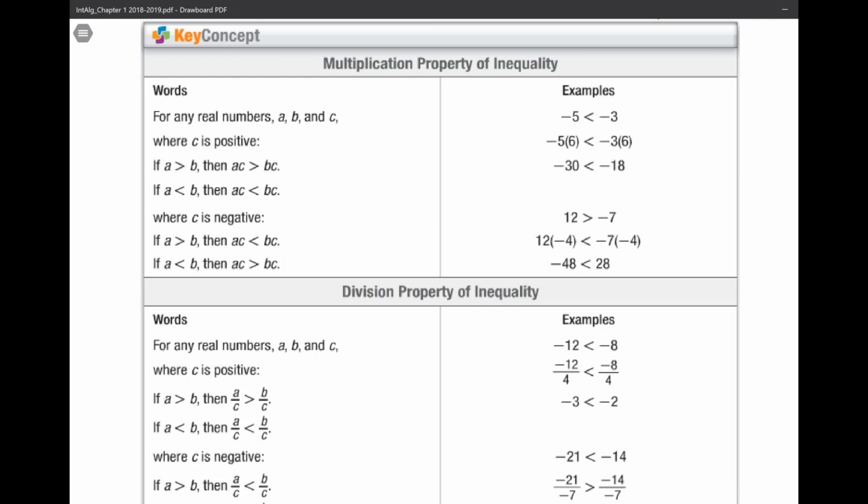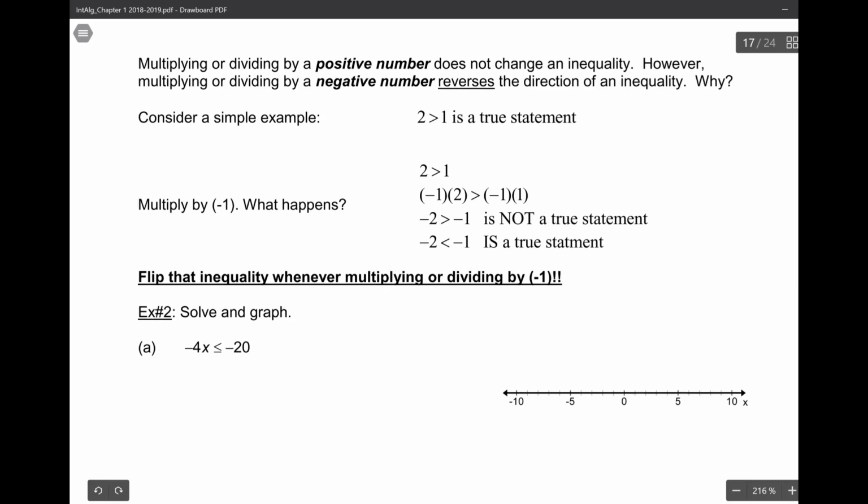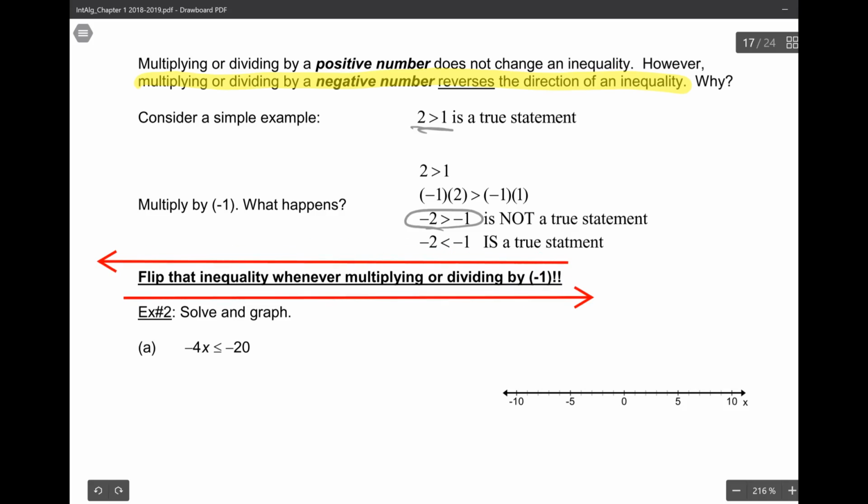How do we know when to switch the sign? If you are multiplying or dividing by a positive number, you don't change the sign. But if you're multiplying or dividing by a negative number, you reverse the direction of the inequality. Basically, if you multiply by a negative on both sides, it will turn into a not true inequality. That's more or less the reason. I just want you to know the general rule. You need to flip that inequality whenever multiplying or dividing by a negative.